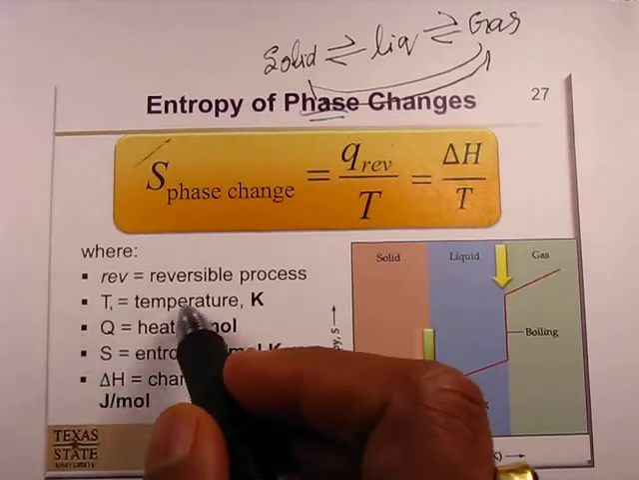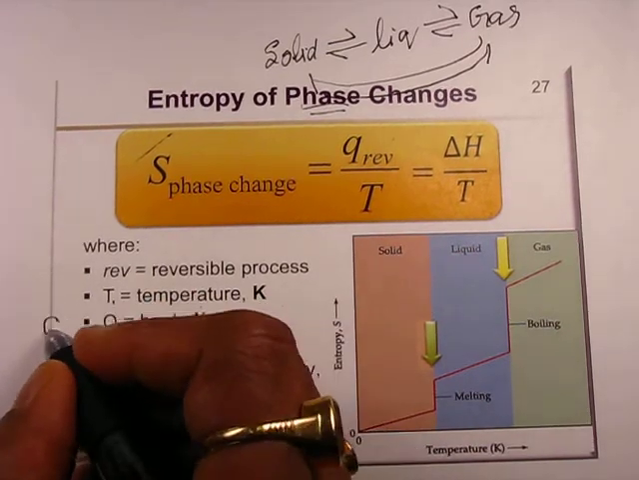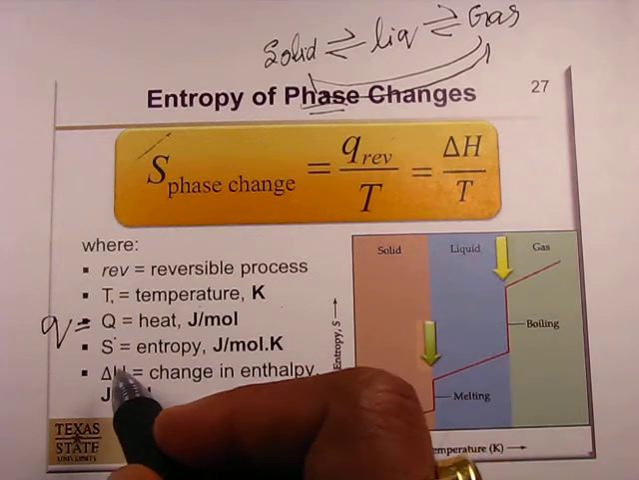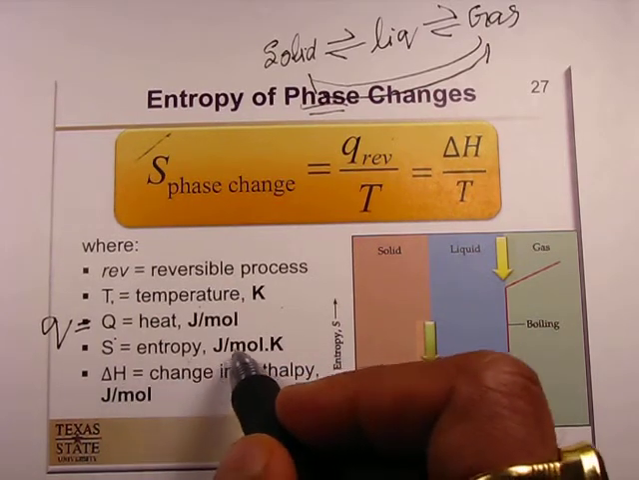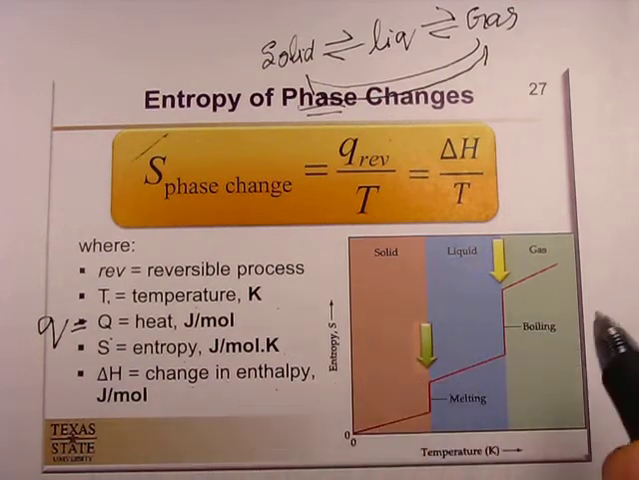T is temperature in Kelvin. Q here, capital Q or small q, both are the same thing: heat, which is in joule per mole. S is entropy, in joule per mole Kelvin. Delta H is the change in enthalpy.